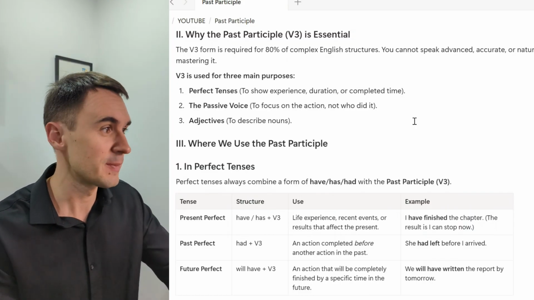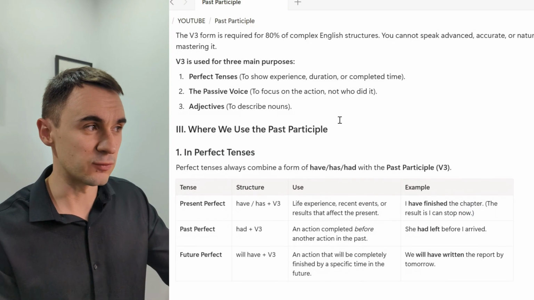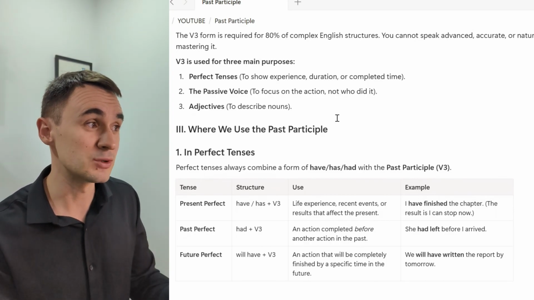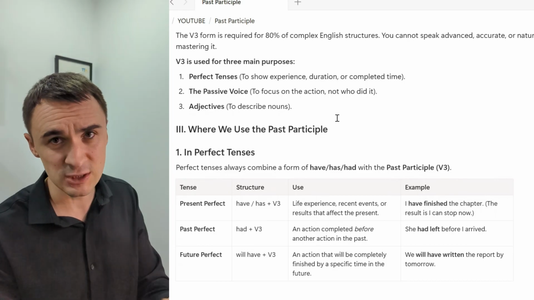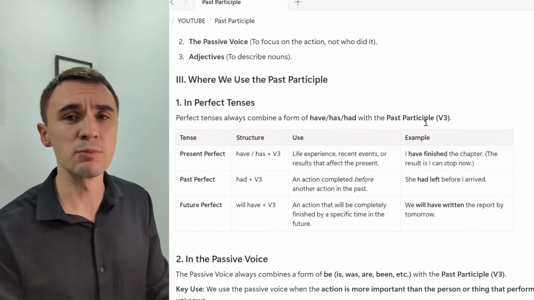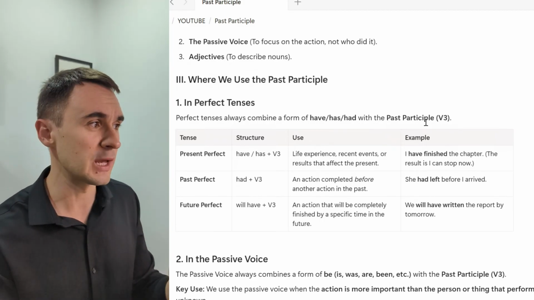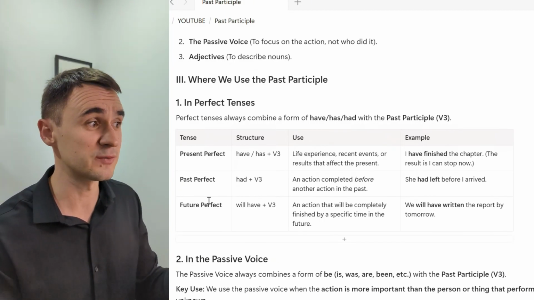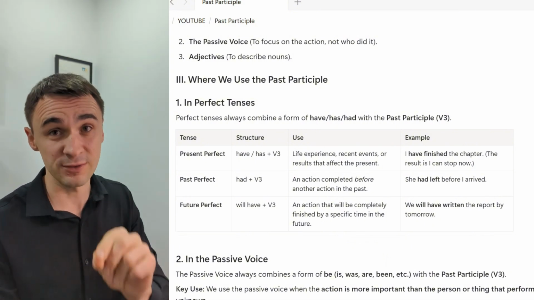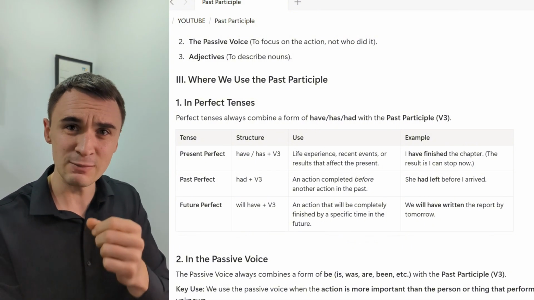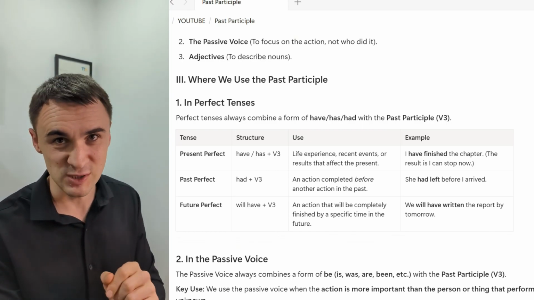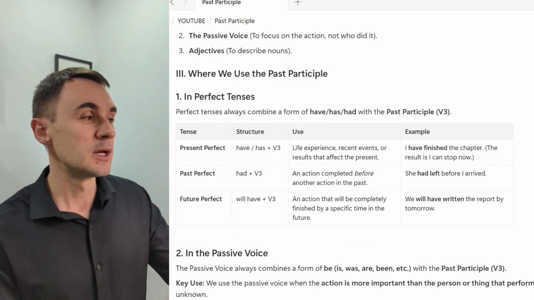That's passive voice. And third form, or past participle, can also be used as an adjective. And we use adjectives to describe nouns, okay? So, let's talk more about perfect tenses. As you know, we have present perfect, past perfect, and future perfect. In all of them, we actually use V3. Or the second name of this form is what? Past participle, right?